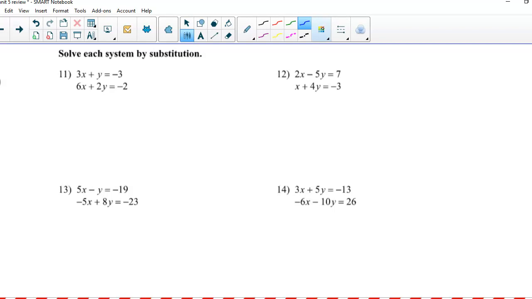Wait, so what does parallel lines mean? Parallel lines mean they have no solution.